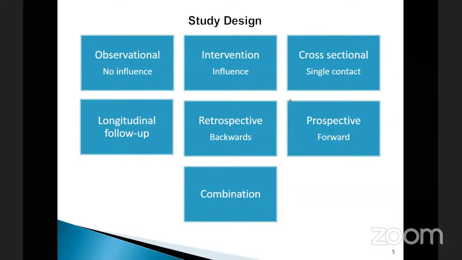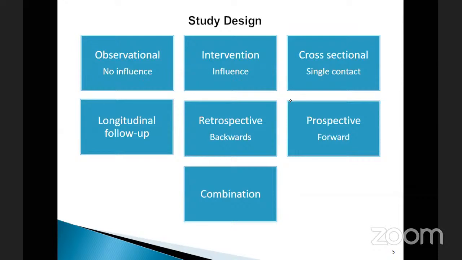We say you can also describe the study as being cross-sectional, where you have single contact with the subjects, or longitudinal, where there is a follow-up. You can also describe a study as being retrospective, where it looks backwards, or prospective, where it looks forward. You can also have a combination of these. So the study may be designed in such a way that an arm of it, or a component of it, may be observational. A component may be intervention, then cross-sectional or longitudinal, retrospective and prospective.